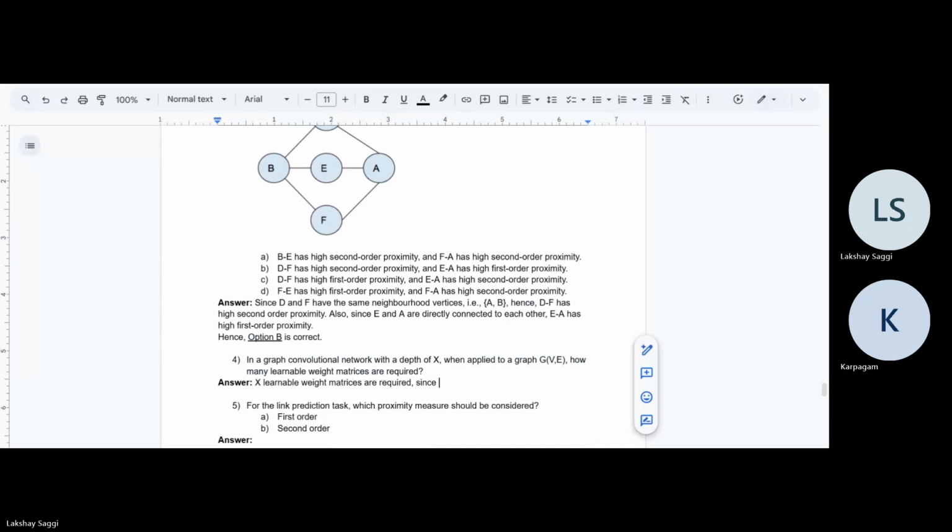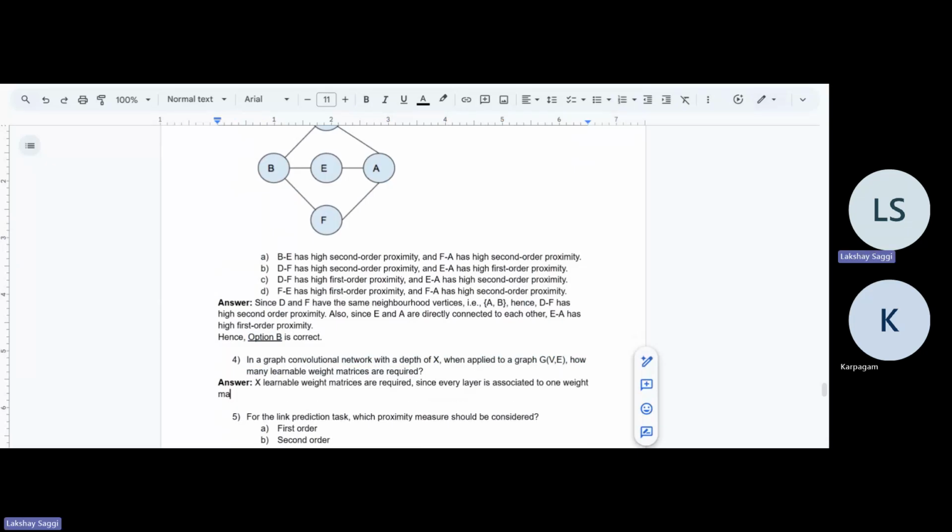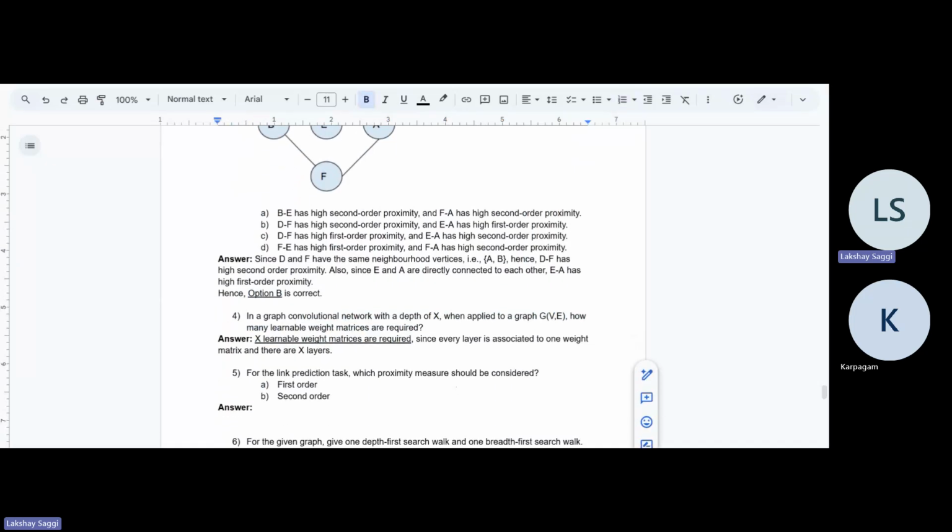since every layer is associated to one weight matrix and there are x layers. So this is the answer. I hope this makes sense to some extent. If it does not, you can ask me for follow-up. Okay, then we can move on to the fifth question.